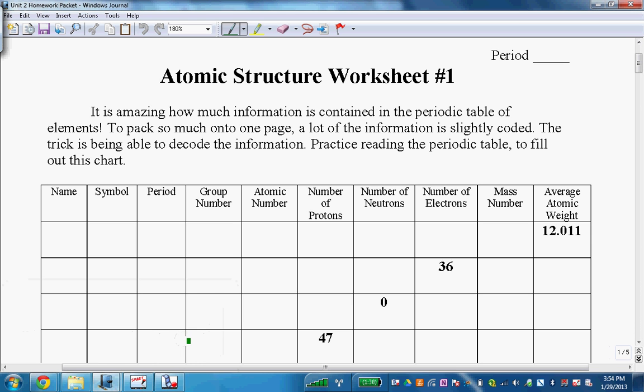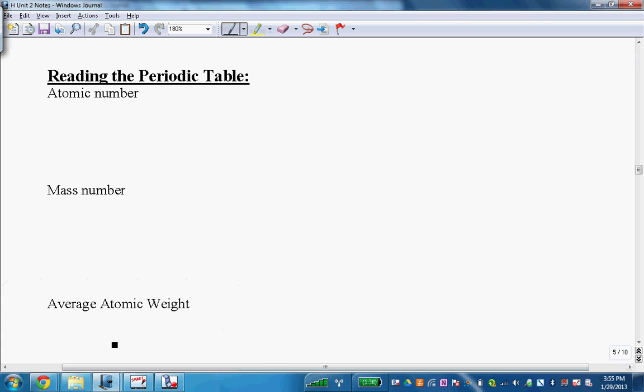Okay, so those things, if I flip over to the homework here, we just hit these categories: number of protons, number of neutrons, and number of electrons. We're going to continue defining a few other vocabulary words and then come back to this worksheet. So the homework, the notes.